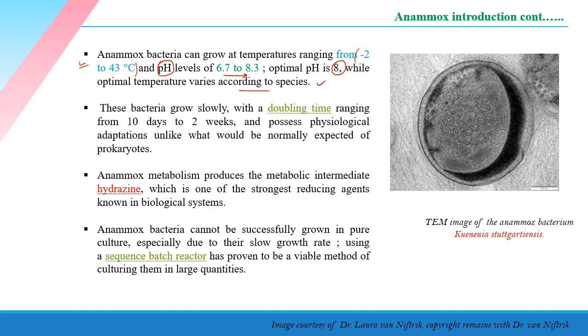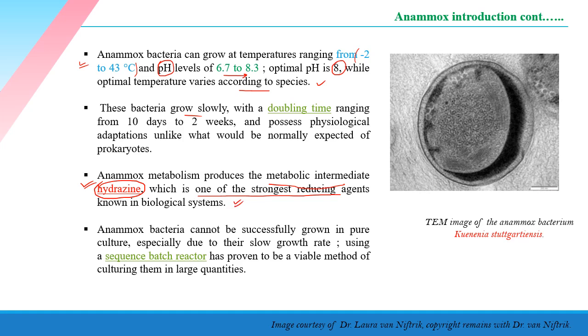These bacteria have a very long doubling time. That means they grow very slowly. Their doubling time takes about 10 days to 22 weeks. And there is an important compound, a metabolic intermediate, that is hydrazine. You all know that it is one of the strongest reducing agents in the biological system. It is produced by this type of Anammox bacteria.